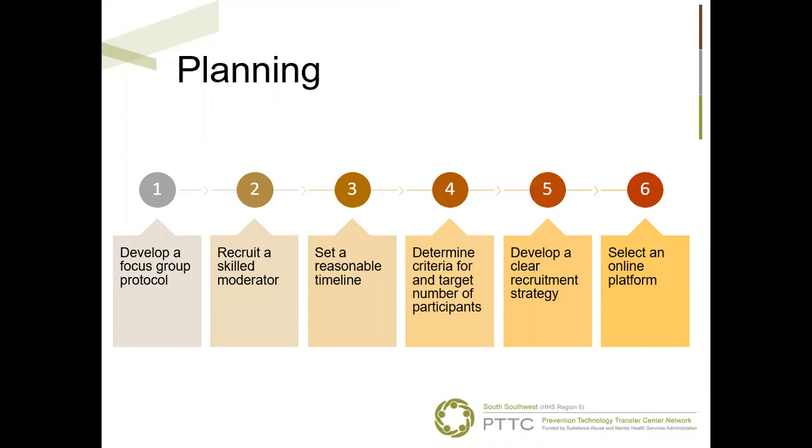And it's usually better, again, if you can use a skilled moderator than the person who's directing the project just saying, I'll get some people together and get some info. Well, that's not as good, obviously. Set a reasonable timeline, because you're going to have to recruit to put a lot of what we've talked about in motion. Determine criteria for and target number of participants.